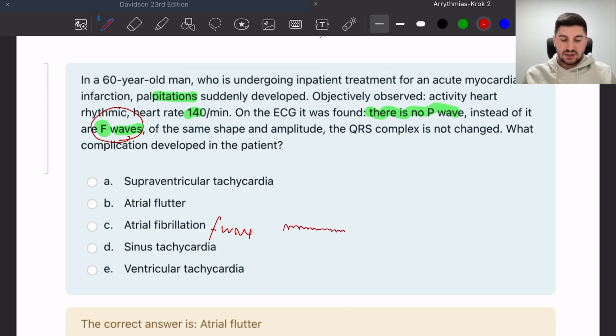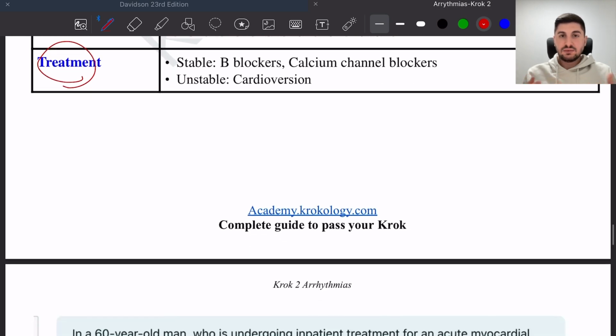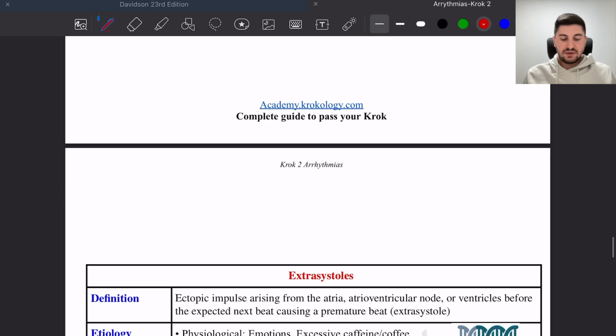The small f waves are unevenly sized, right? They are irregular, unevenly sized, and these are called fibrillation waves. But F waves are the same shape and amplitude. Okay, they are visible, they are regular. So this is atrial flutter.